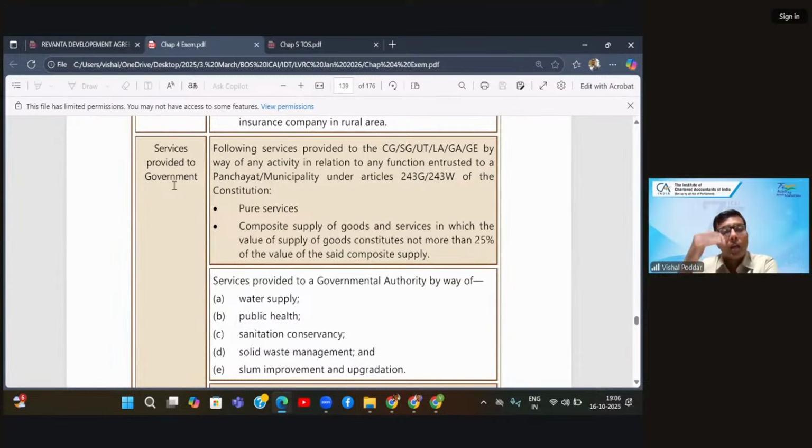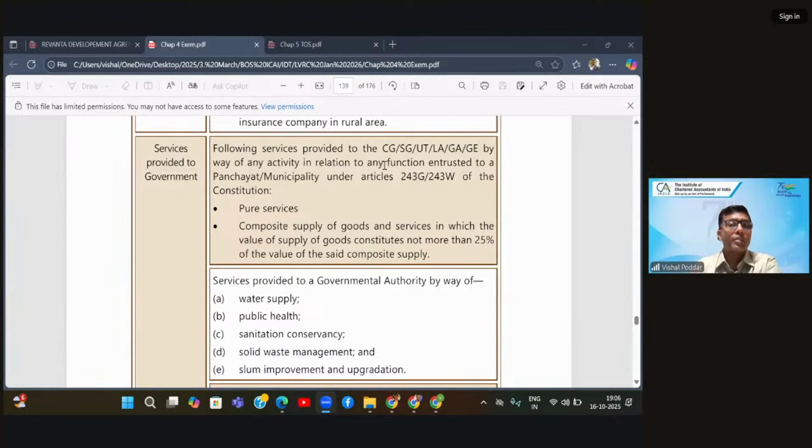Now, above we saw the list where government was providing services to you, which was exempt. Now it is the other way around. Now in this, what is exempt is where you as a private person, maybe individual, company, firm, is providing services to government. Now you are providing services to whom? To central government, state government, union territory, local authority, governmental agency, or governmental entity. You are providing services to anyone.